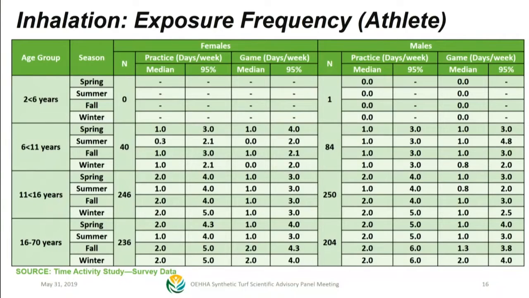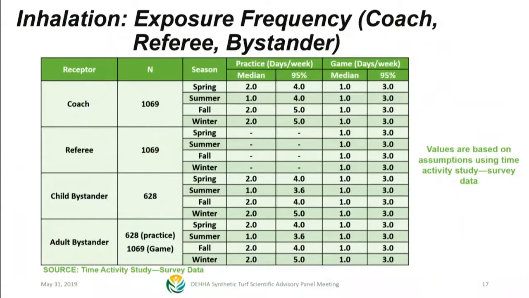So this table here shows the exposure frequency data that was collected in the survey. Once again, differences between gender and age, and the data are separated by season and for practices versus games. Players tend to spend 1 to 2 days per week on the field for practices and games each. Higher estimates range from 2 to 6 days. So here shows the exposure frequency values for coaches, referees, and bystanders. No data were collected for these groups, but OEHHA made the same assumptions as we made for exposure times to derive these values.